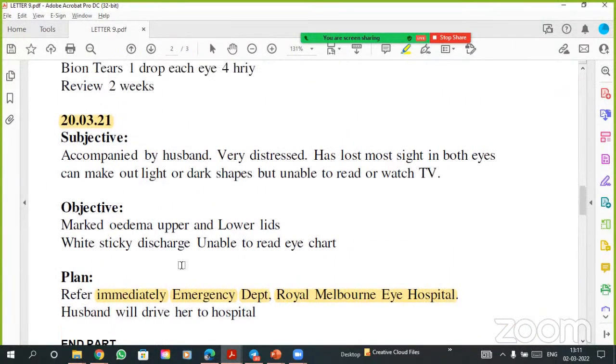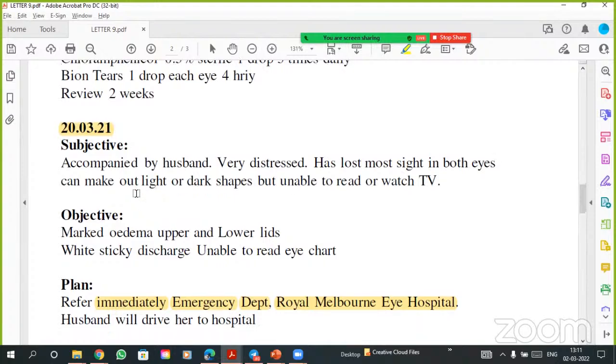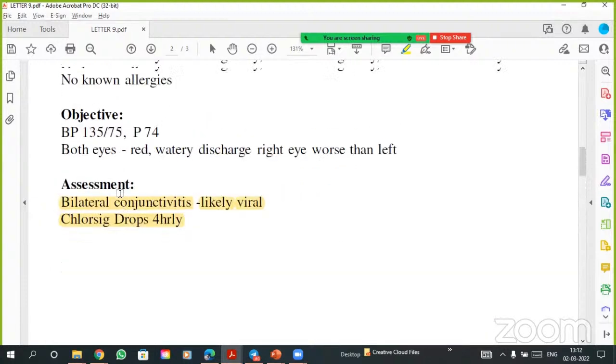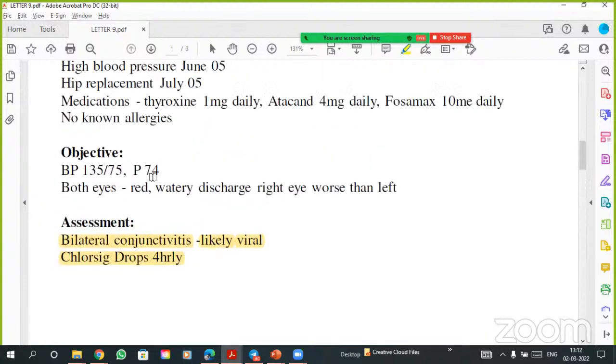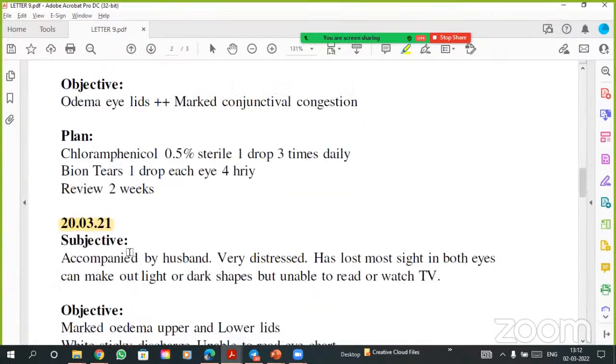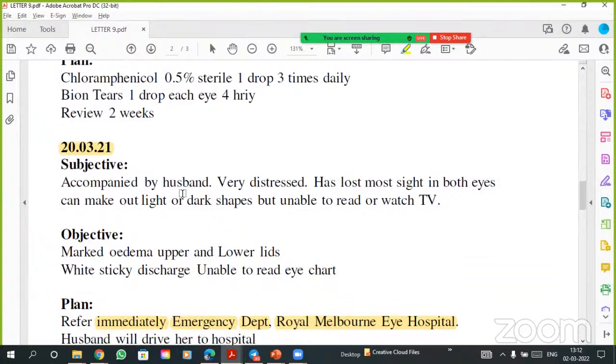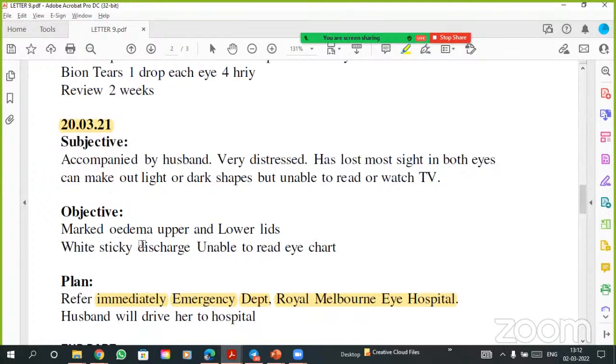So, now, this is bilateral conjunctivitis. Okay. 1321. And after that, this one. Okay. 23, 20, 21. This is it. So he lost sight in both. He lost most sight in both eyes. Okay. Right. So then, white sticky discharge, unable to read eye chart.